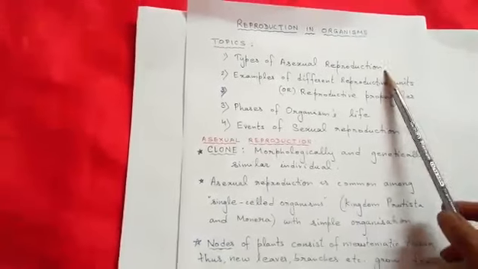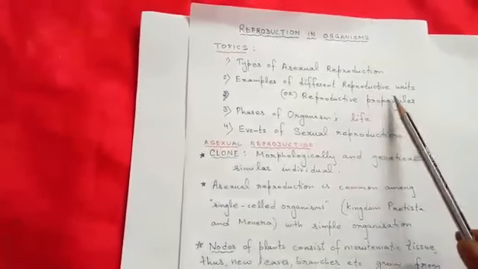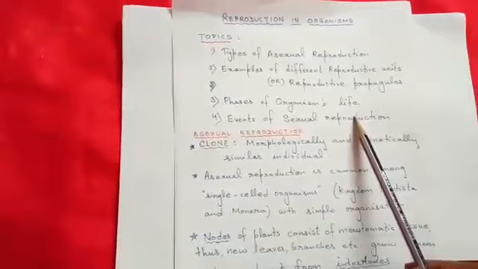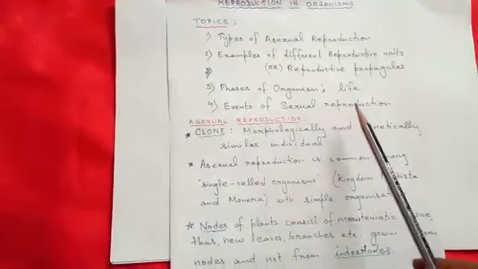The chapter consists of the topics: types of asexual reproduction, examples of different reproductive units, which are also called reproductive propagules, and phases of organisms' life. There are 3 phases of organisms' life, and there are 3 events of sexual reproduction.